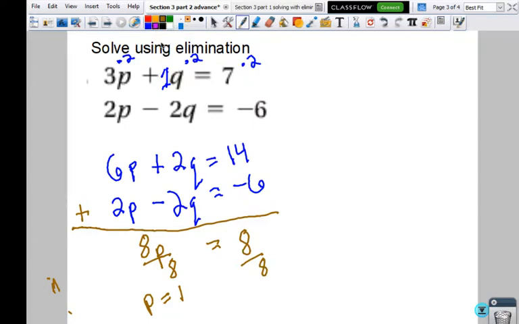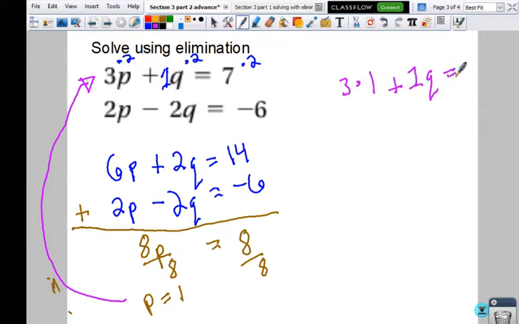Creighton, what's next? Yep. Which one do you want to put it in, the top one or the bottom one? Top. Alright, that's fine. Doesn't matter which one you put it in. So we're going to put 1 in here for p in the top one. And then we got to go through and solve it. So we're going to go 3 times 1 plus 1q, we can put that 1 in there. And it's going to equal 7.